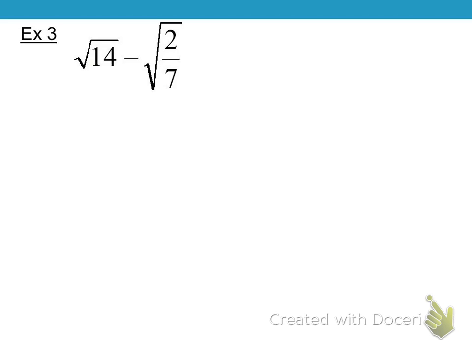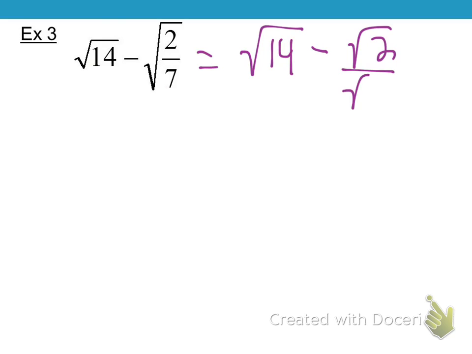All right, where do you guys want to start? Multiply by square root of 7. Let's split them up first. So yeah, you want to multiply the square root of 2 over the square root of 7 by square root of 7 over square root of 7? Is that what you're saying to me?